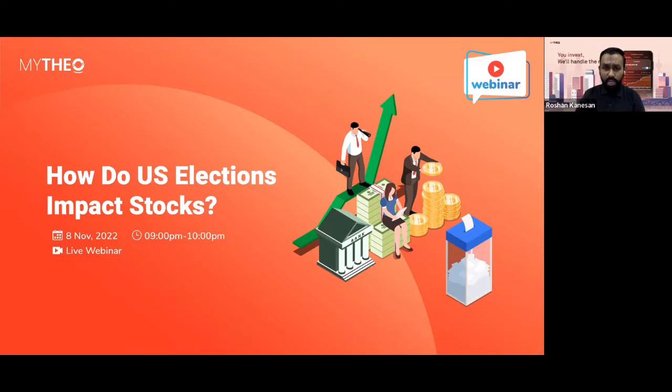But putting all that aside, let's take a look at the question of how US elections have impacted stocks in the past, right? And we'll get into that in just a little bit.